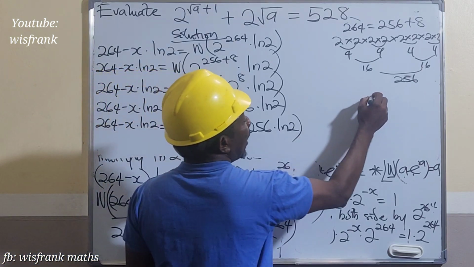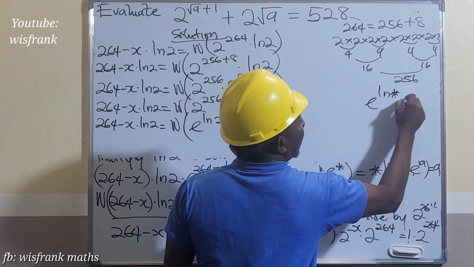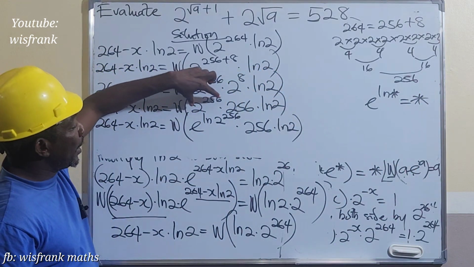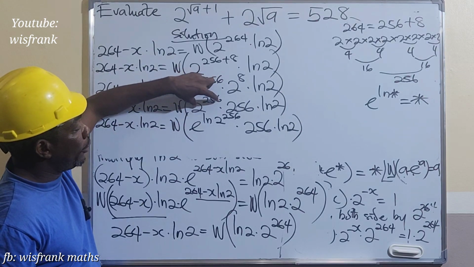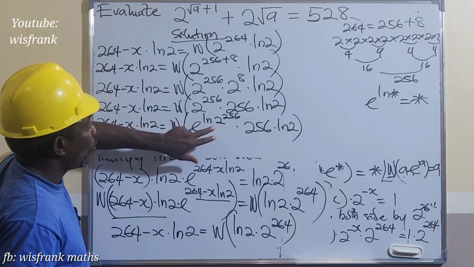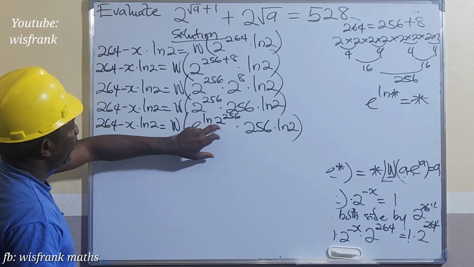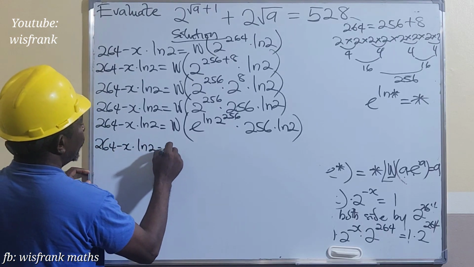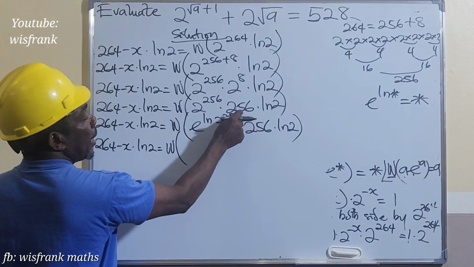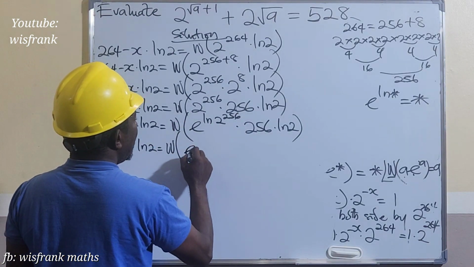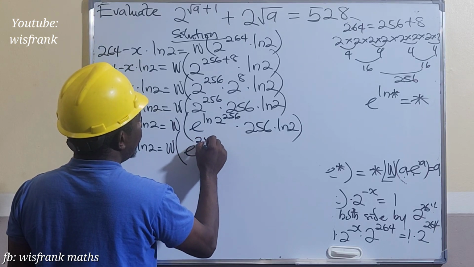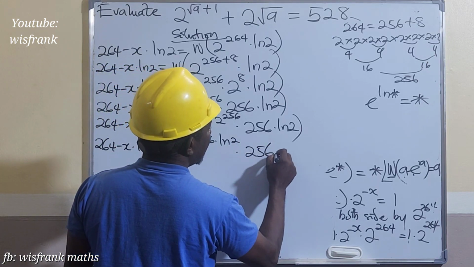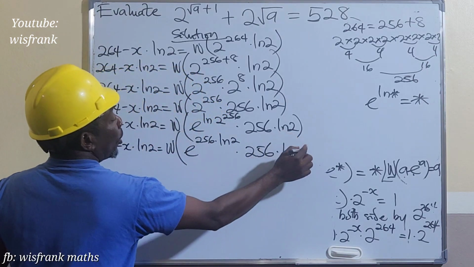We recall that e to the power of ln of star gives us star. So that is what we use here, because we apply the e or the exponent of this, ln of this gives us this. So that is why we bring in that. We can simplify this further. We have 264 minus x times ln of 2 equals Lambert W function into, this exponent will come to the front, so we have e to the power of 256 times ln of 2 times 256 times ln of 2. So this is what we have.